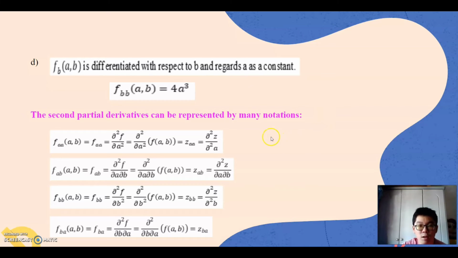So now, there are many notations that can represent the second order partial derivative. The first column is the notation for the function differentiated with respect to a twice. The second column is the function differentiated with respect to a and then differentiated with b. The third column is the function differentiated with b twice. The last column is the function differentiated with respect to b and then with a.